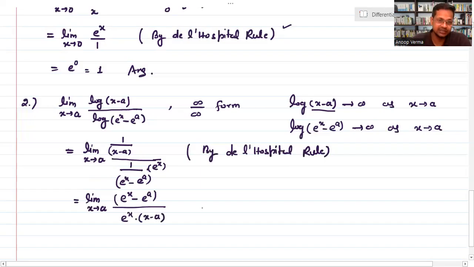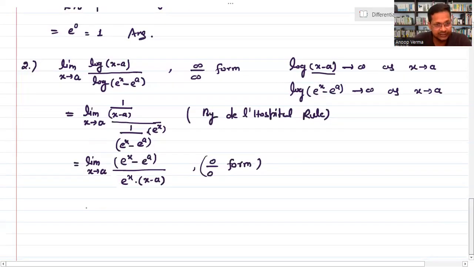This is what remains. You can see here also, when you're putting e to power a, you will get 0 upon 0. So again we apply the L'Hospital rule. Okay, so you can again take the derivatives of the numerator and denominator separately. So I'm taking the derivative of numerator, it remains e to power x. This is divided by, here the product rule applies, e to the power x into x minus a.